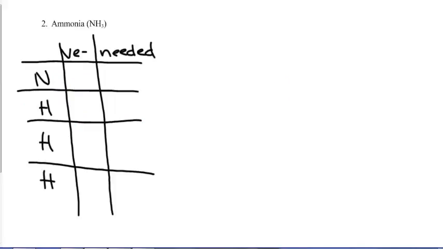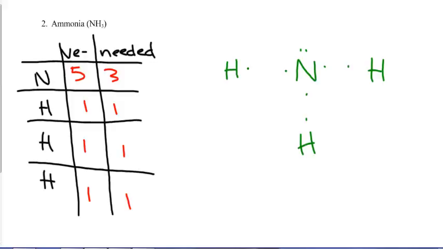Ammonia is NH3, not to be confused with that polyatomic ion ammonium, which is NH4 with a positive 1 charge. Can you figure out how many valence electrons the N and the 3 H's have, how many they need? So N has 5, it needs 3 more, and each H has 1 and needs 1 more. So what's going to go in the middle? The one that needs the most, nitrogen.